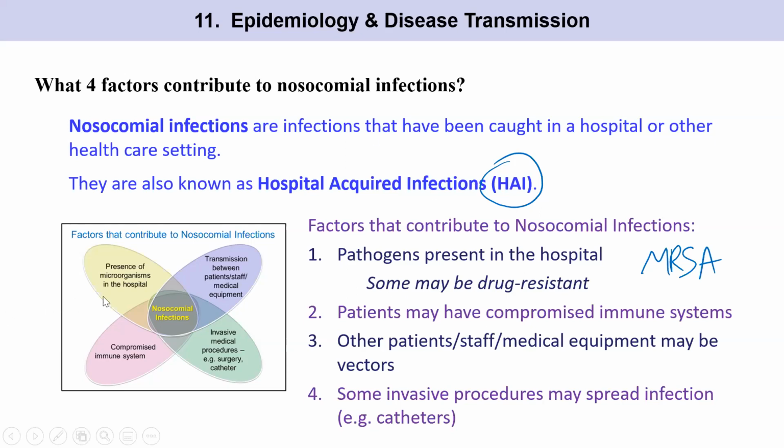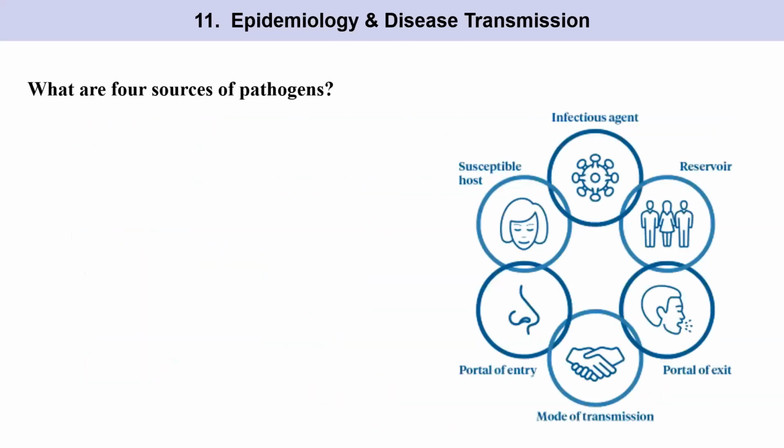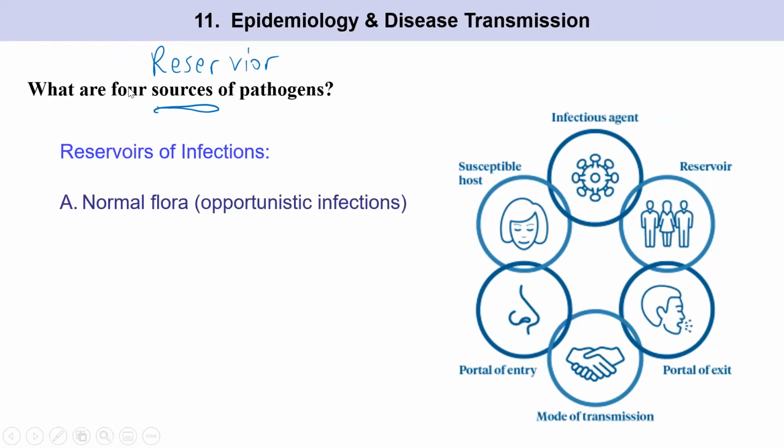So that was an easy one, I'm hoping. Just remembering what those four things are is obviously helpful. What are the four sources of pathogens? This was one of the study questions, and a couple of people asked about it. Another word for sources is reservoir. So let's take a look at the four categories.